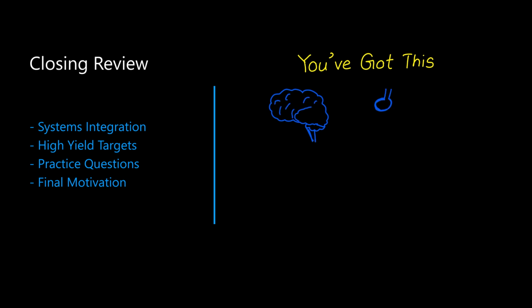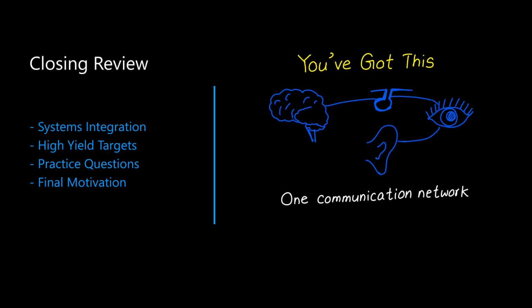You have covered a lot of ground today: the nervous system, the endocrine system, vision, hearing, balance, taste and smell. These systems are not isolated chapters in a textbook. They are a single communication network running your entire body. Understand the connections between them, and the exam questions will feel like conversations, not riddles. You have got this.